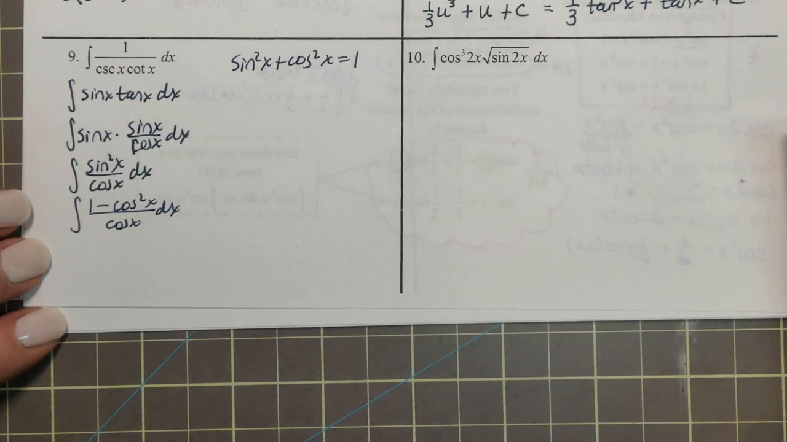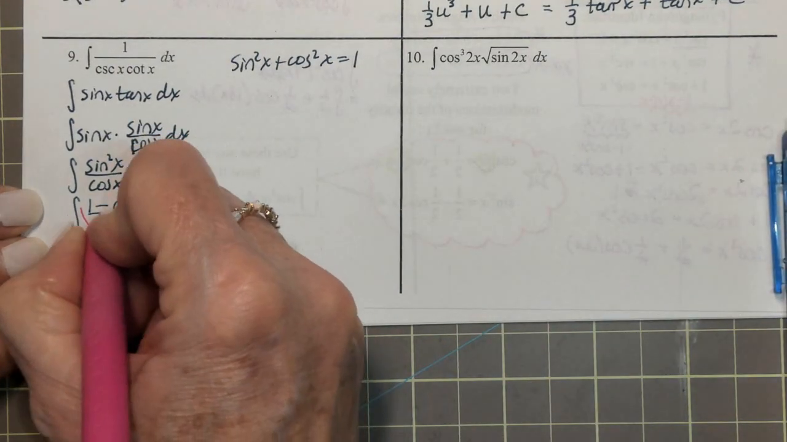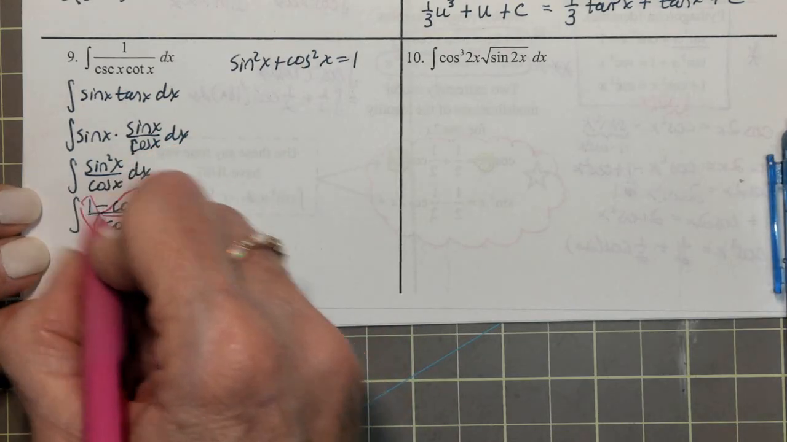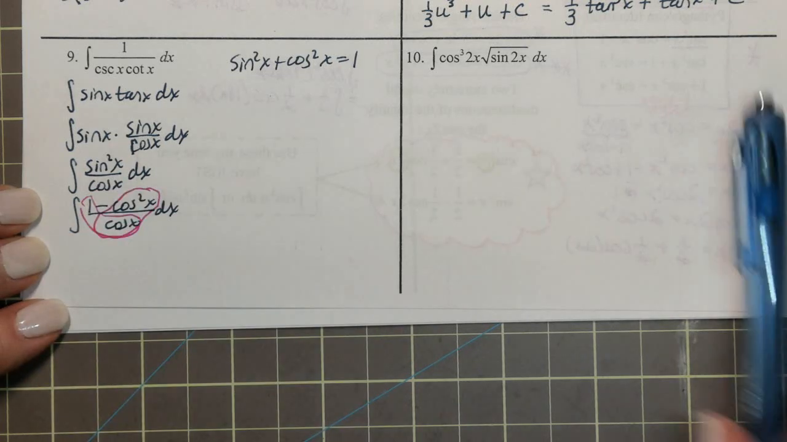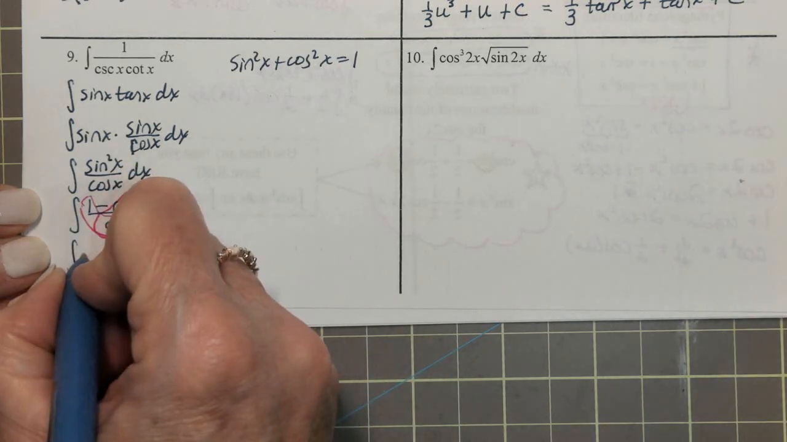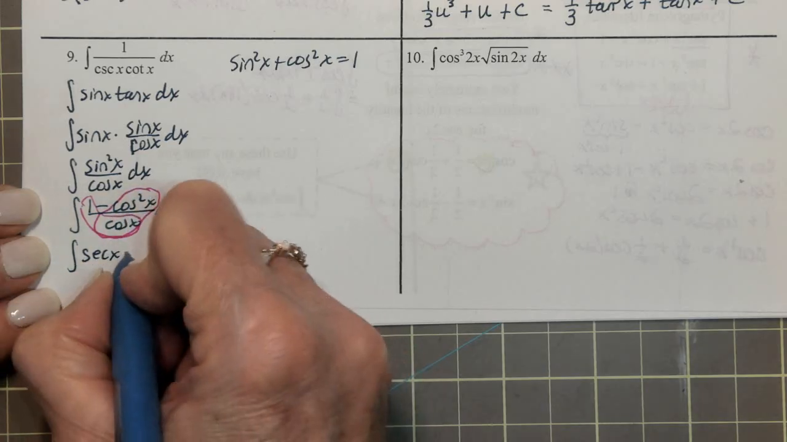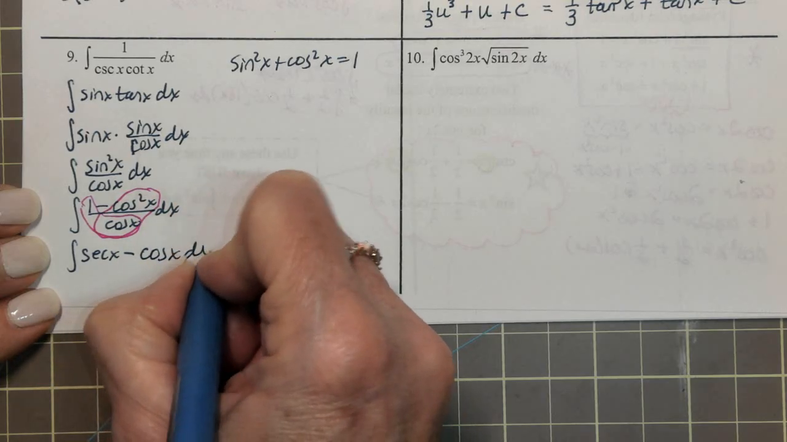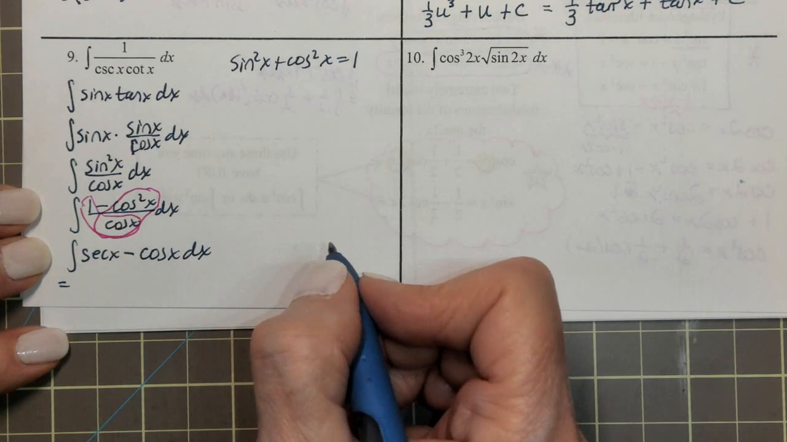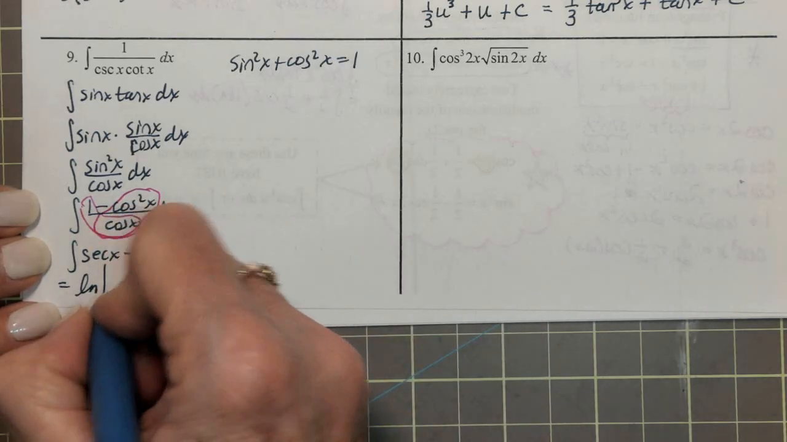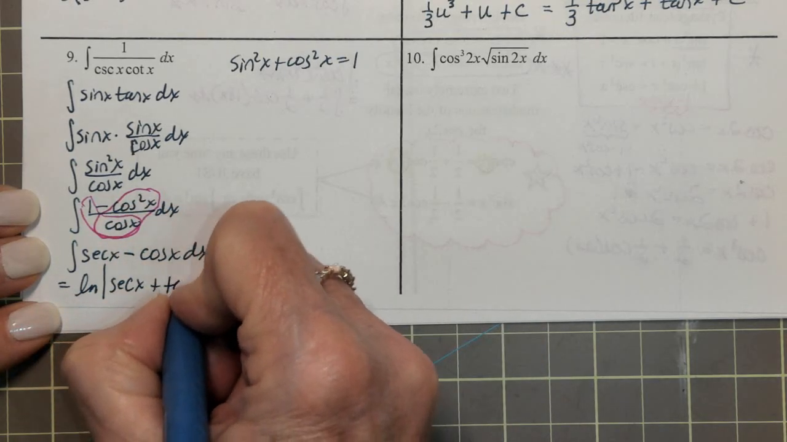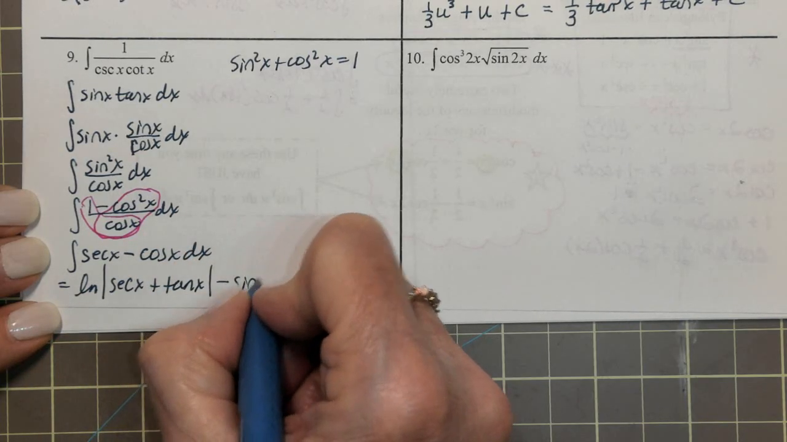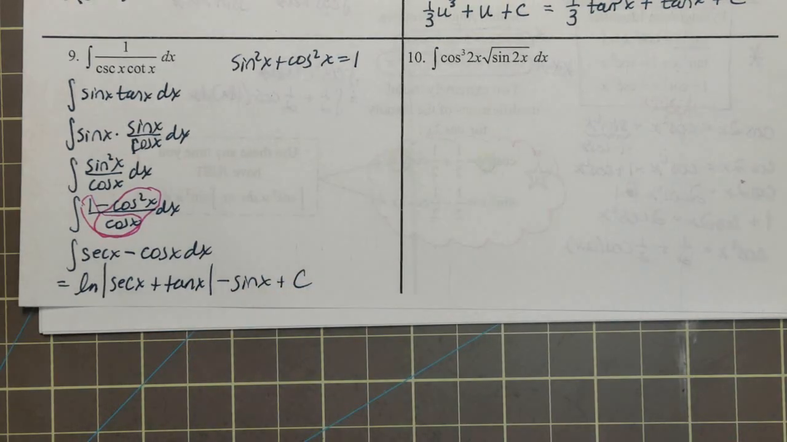And now, like we did earlier in this problem set, now we have a single term in the denominator, and we can split up the numerator. So 1 over cosine x is secant x, minus cosine squared x over cosine x, cosine x. And we know the antiderivative of each of those. ln absolute value secant x plus tangent x. If you're integrating cosine, keep the sine. And we're done. A little bit more involved one there.